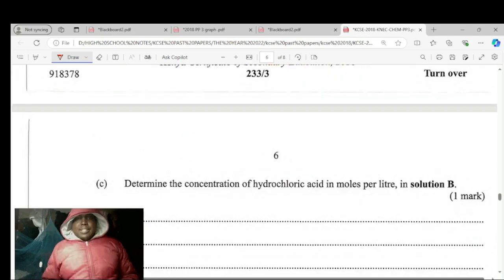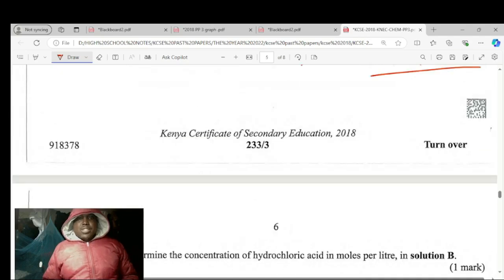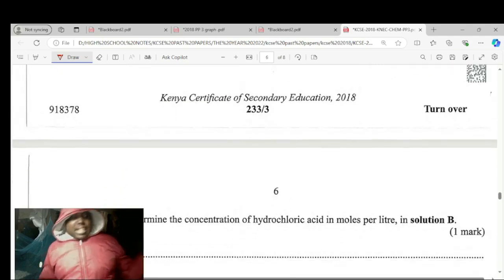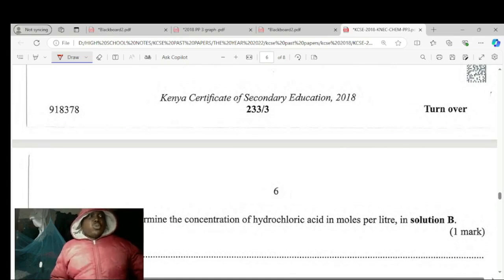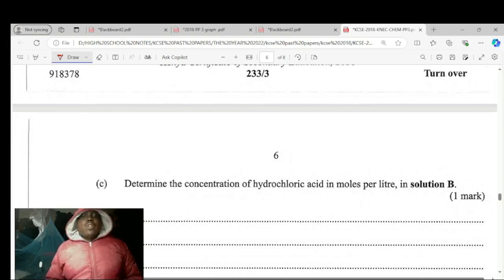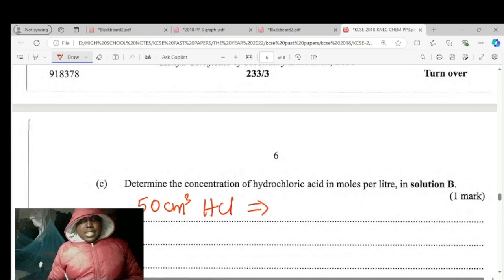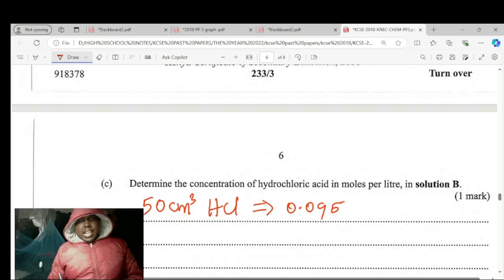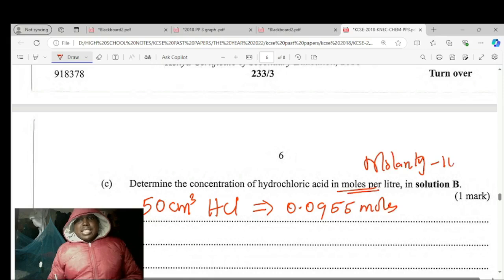Very nice. Next thing is to determine the concentration of hydrochloric acid in moles per liter. That is simple. If now we have gotten the number of moles in 250 because tulianza na 250, tuliambiwa put 50 centimeters cube of HCl. So 50 centimeters cube of HCl tumepata moles zake ni 0.0955 moles. Concentration in moles per liter means molarity. Molarity is the number of moles in 1,000.